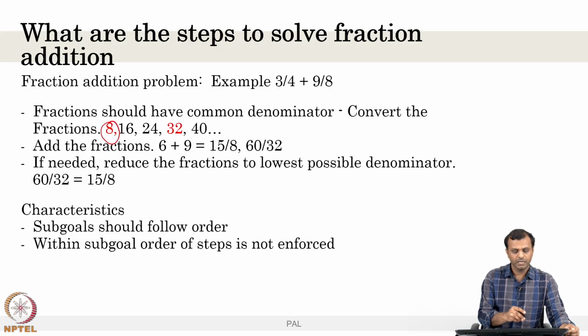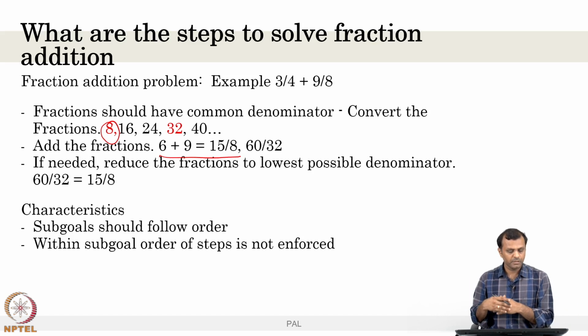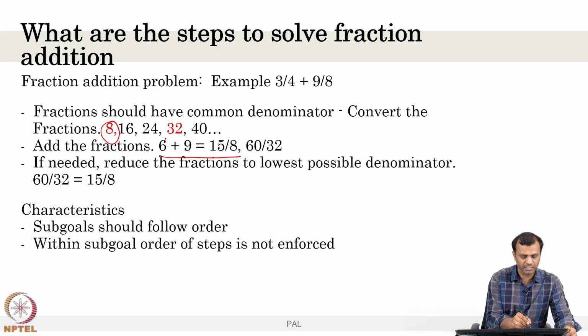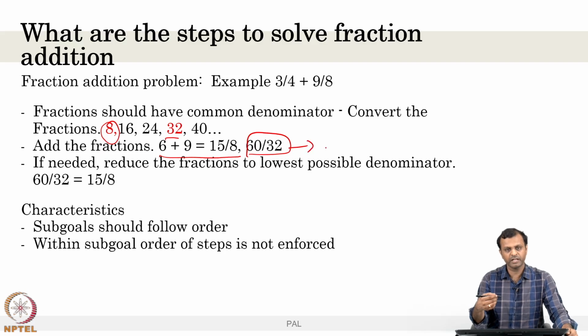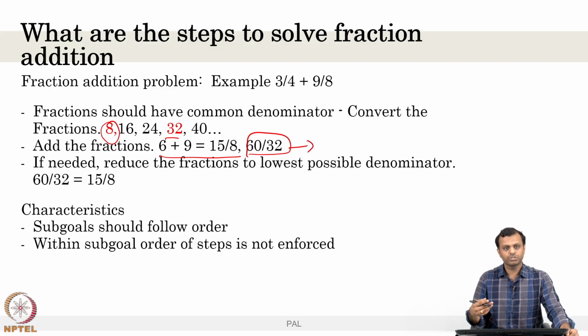Let us take 8 and convert both fractions to the equal denominator 8, then add the numerators: 6 plus 9, 15. Suppose instead of the LCM you take a bigger multiple of 8, that is 32. If you convert, you will get 60 by 32, but you could simplify the fraction and end up with 15 by 8. So, the idea is that you should be able to find the LCM. If you use the LCM, only 8 will come, but even if you use a higher denominator, you are able to simplify it.